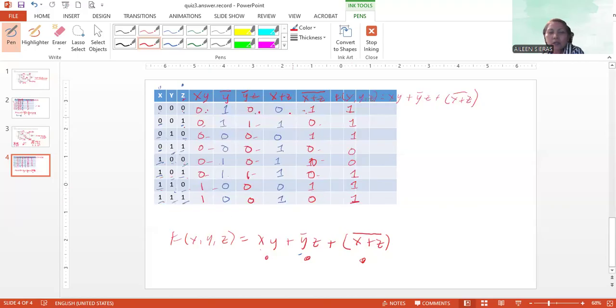So this is the truth table for the type 2 quiz. So if you have some questions, just let me know. Just message me regarding this quiz number 3.